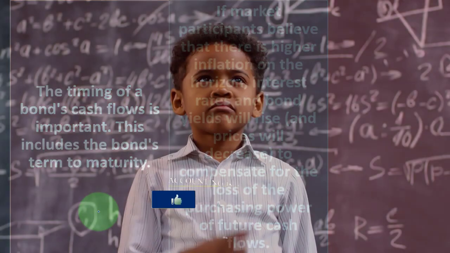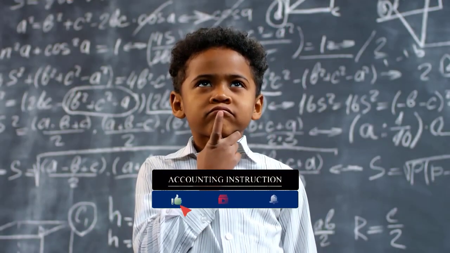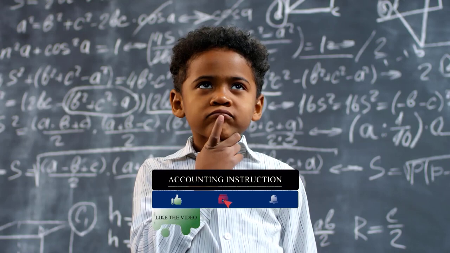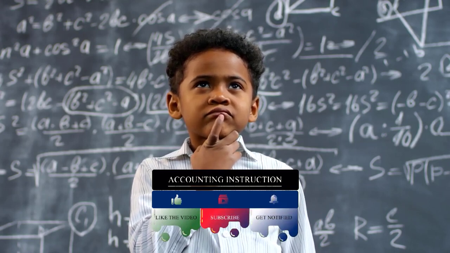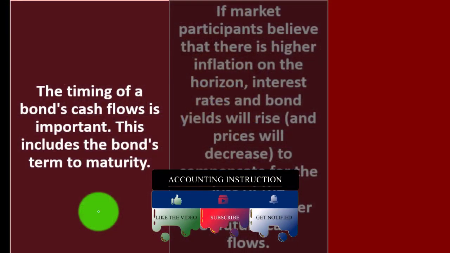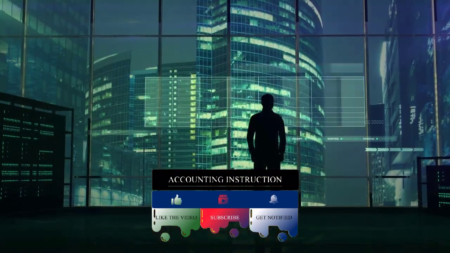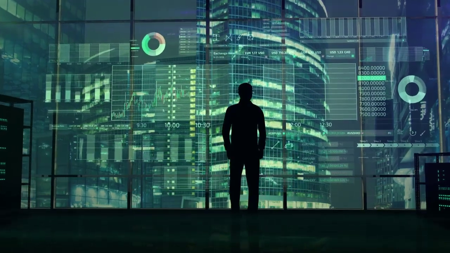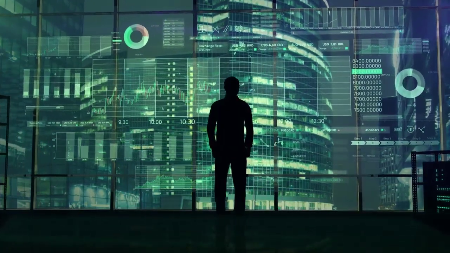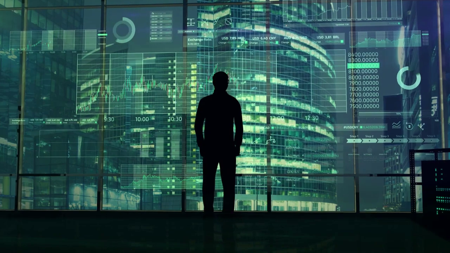The timing of a bond's cash flow is important. So this includes the bond's term to maturity, meaning how long until the bond matures at the end. Remember, you can think of bonds as two different cash flows. You're making the initial investment up front, but then on the return side, you typically have a stream of cash flows that's going to be fixed, possibly semi-annually, and then at the termination or end of the bond, you should receive basically the face amount of the bond.